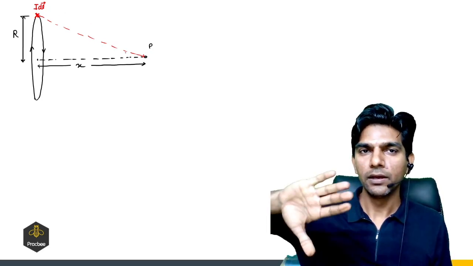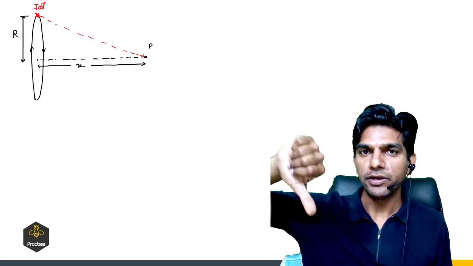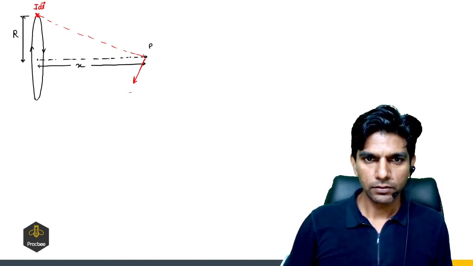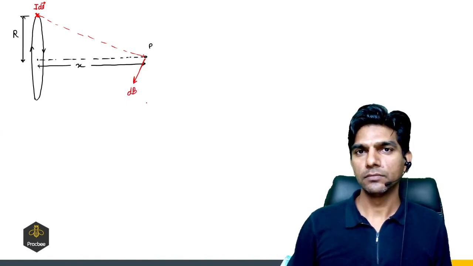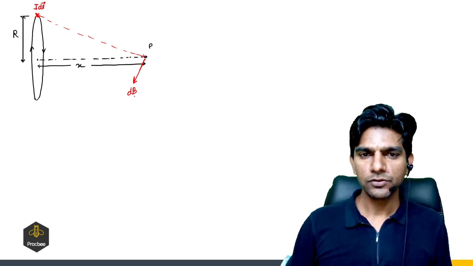So if I apply dl cross R, the thumb is pointing in the normal to this plane. So this is the direction of magnetic field, which is dB, let us say. Got it? So this is the direction of magnetic field.